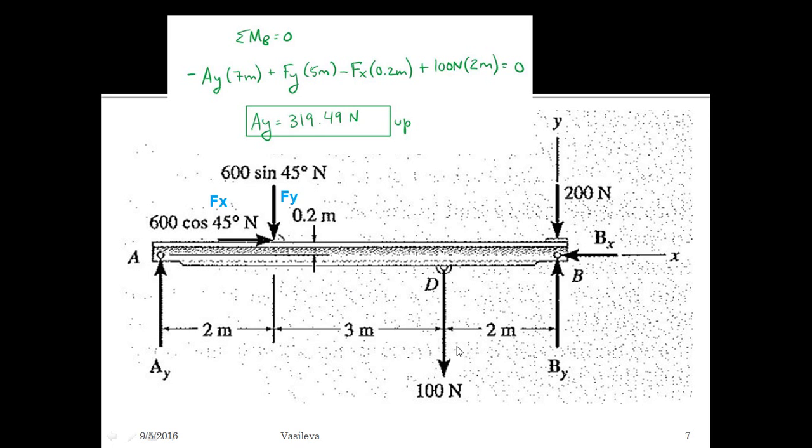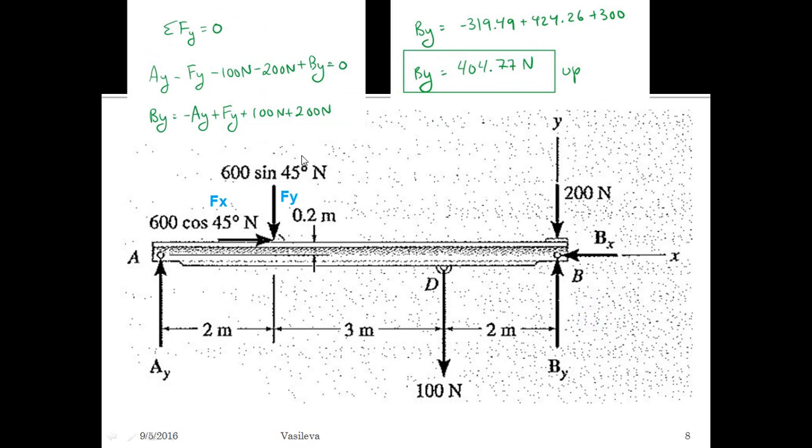And now we have Ay, we found Bx, all we have to find is By. That's pretty simple now that we have Ay. We just do the summation of all the forces in the y direction. So positive Ay minus Fy because it's pointing downward, minus 100 because it's pointing downward, plus By because it's pointing upward, minus 200 because it's pointing downward, equals 0. Then when I solve and plug in everything, I get By equals 404.77 newtons. Once again, it's positive here, so it means that the way I drew my force initially is the correct direction, so it's going to be upward.